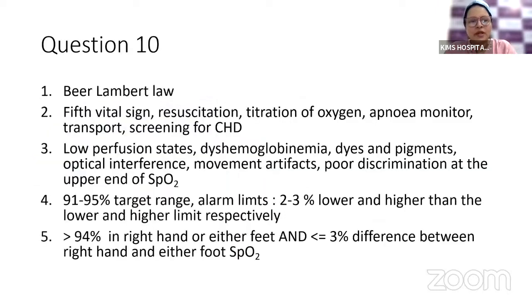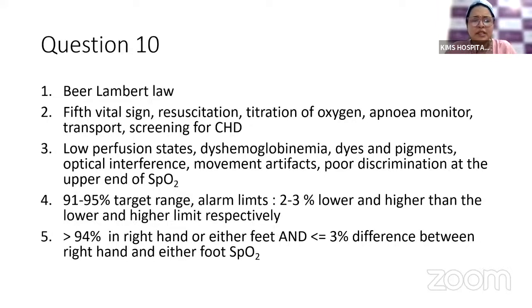Situations in which pulse oximetry is not reliable include low perfusion states such as shock, dyshemoglobinemias, particularly methemoglobinemia, the use of dyes and pigments, optical interference with phototherapy, when the baby has rapid movement artifacts, and when there is poor discrimination, especially at the upper end of the saturation. These are all conditions where we may get poor reliability with pulse oximetry. So shock, which is a low perfusion state, dyshemoglobinemias like methemoglobinemia, carboxyhemoglobinemia, presence of dyes and pigments, nail polish, optical interference with phototherapy, movement artifacts, and poor discrimination at the upper end of saturation.